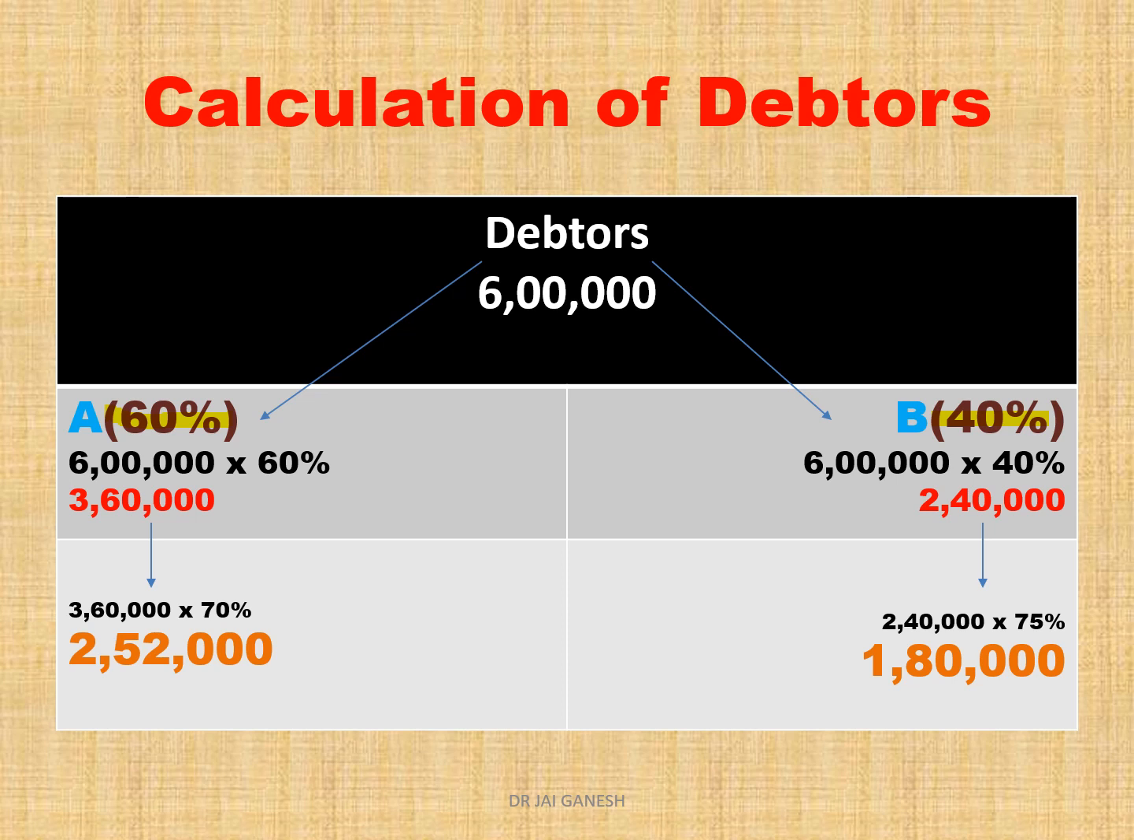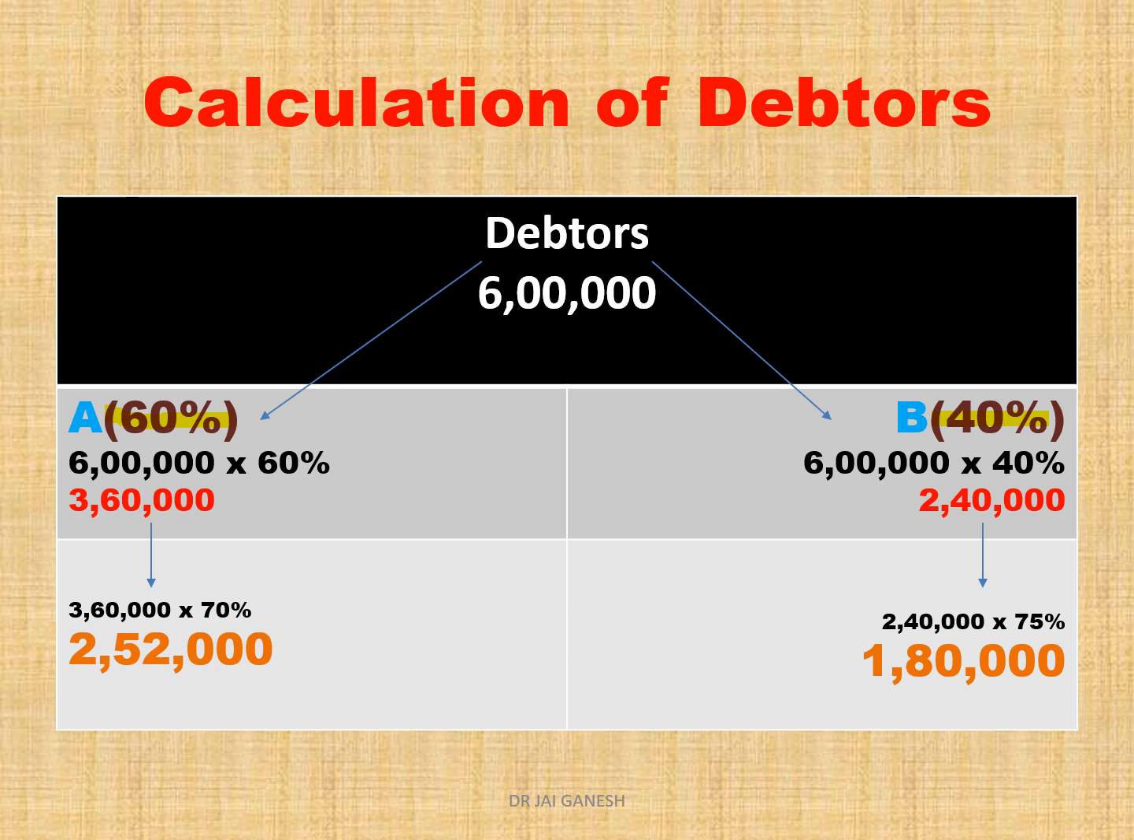A took 3,60,000 of debtors at 70%, so the amount value he took is 2,52,000. B took 40% of debtors, that is 2,40,000.